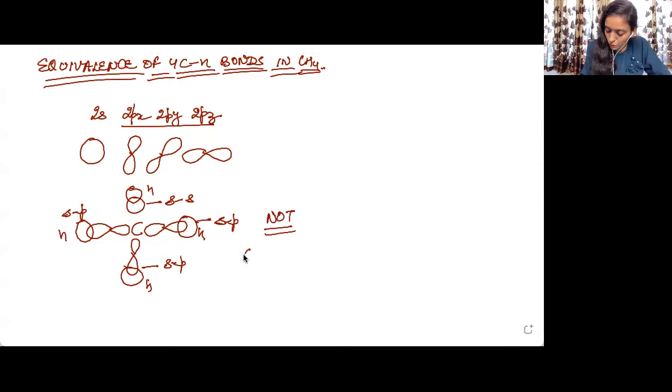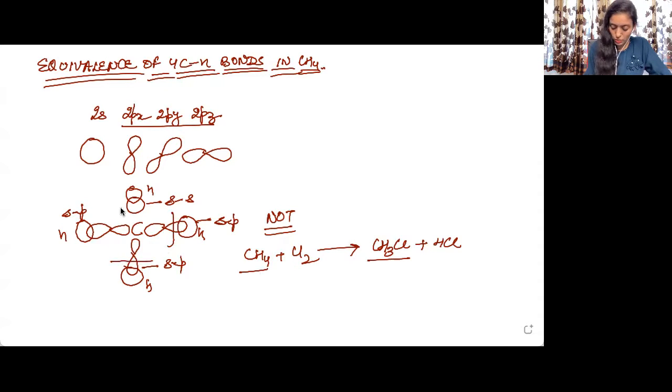If CH4 is reacting with some other molecule, suppose it is chlorine, and it is leading to the formation of CH3Cl plus HCl, is there any method by which we can say which carbon hydrogen bond is breaking? Whether this carbon hydrogen bond is breaking, or this one is breaking, or this one is breaking, or this one is breaking. We cannot tell that. This means all the 4 carbon hydrogen bonds in case of methane are equivalent.